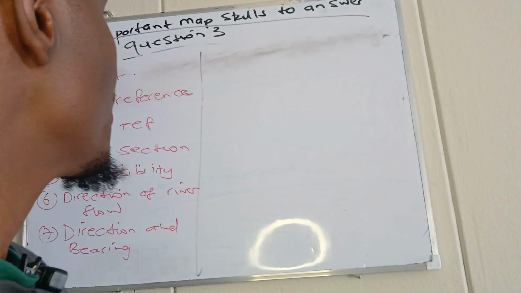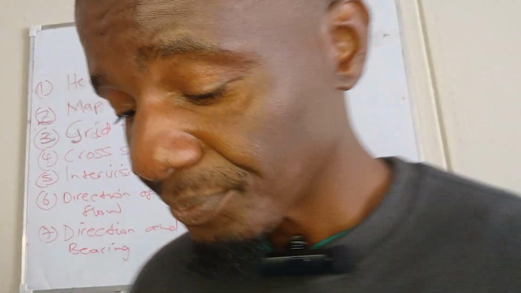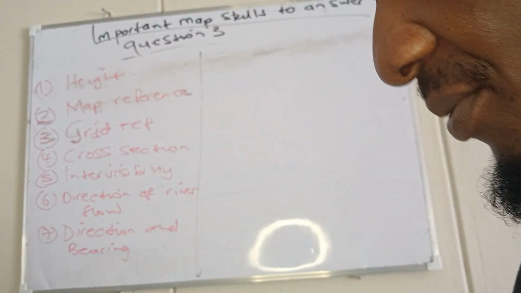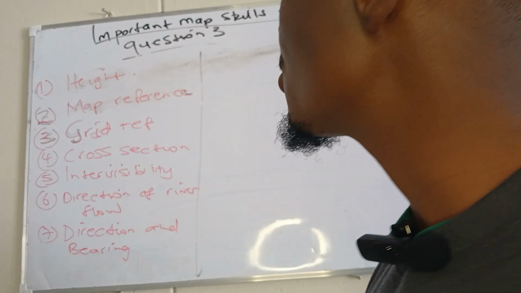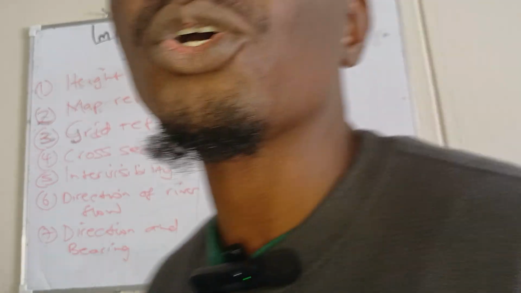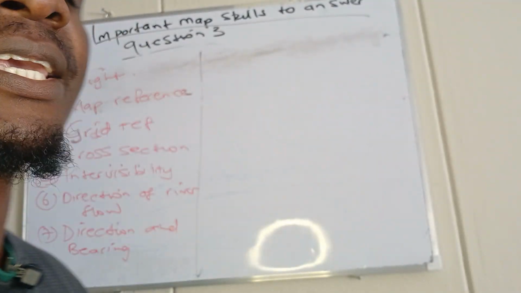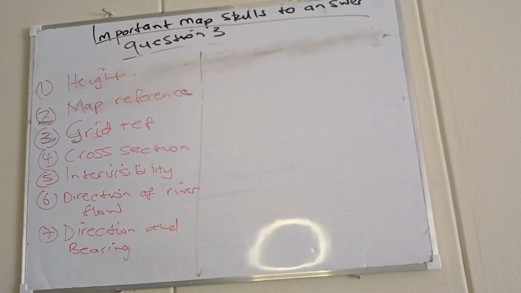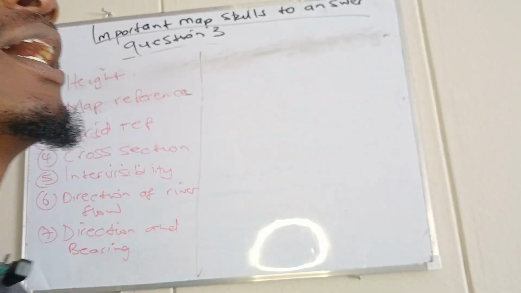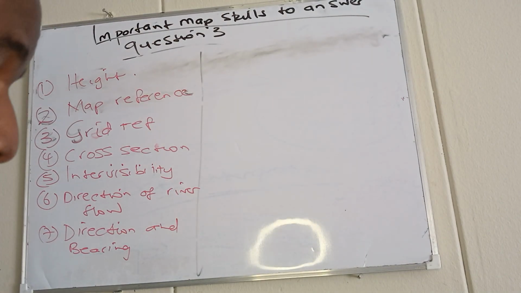So the first thing that I'm going to talk about is height. You are able to do these map skills in order to answer question 3. How is height shown on a map, or how can you be in a position to know the height, be it of landforms, given features, and so on.